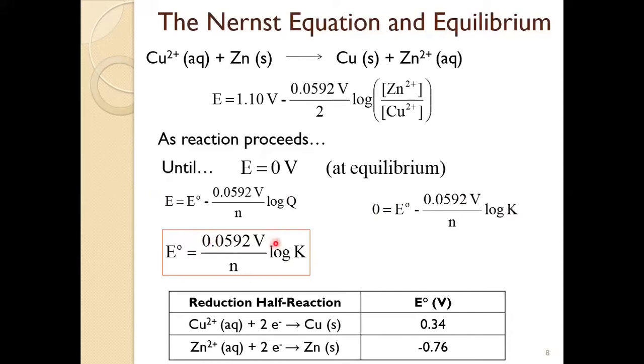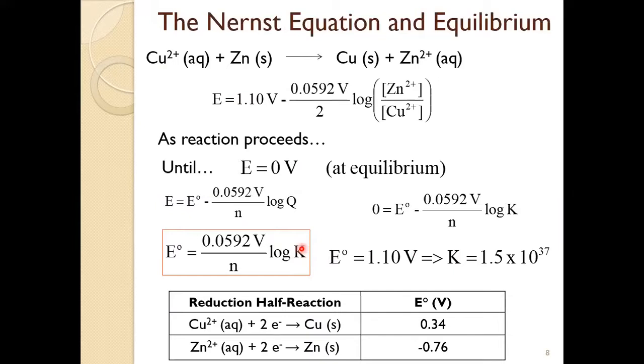To give you an idea of the magnitude of these values, we won't go through the actual example, but for a standard cell potential of 1.1 volts, plugging in the respective numbers to solve for K, we get a K value of 1.5 times 10 to the 37. So an equilibrium constant we probably couldn't measure directly because it's such a very large number. That means at equilibrium, we have very, very low concentrations of reactants, probably too low to directly measure. But if it's a redox reaction, and if we can measure the standard cell potential, then from the standard cell potential, we can calculate what K is.